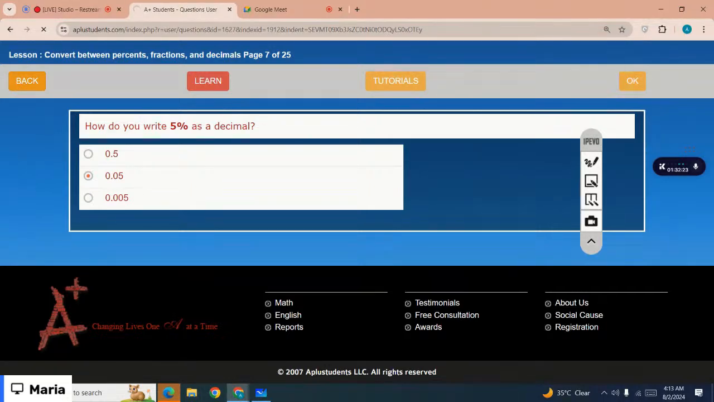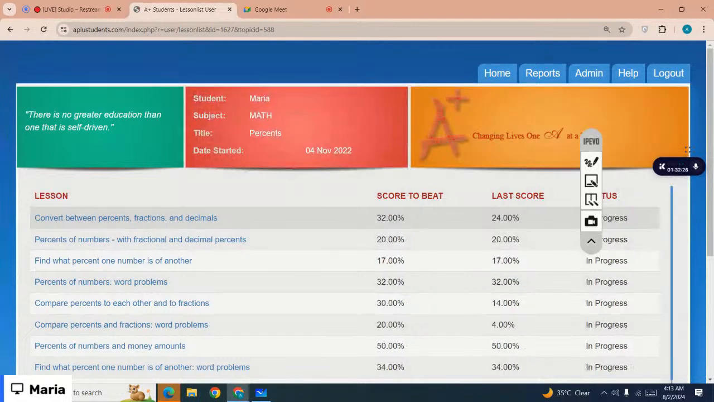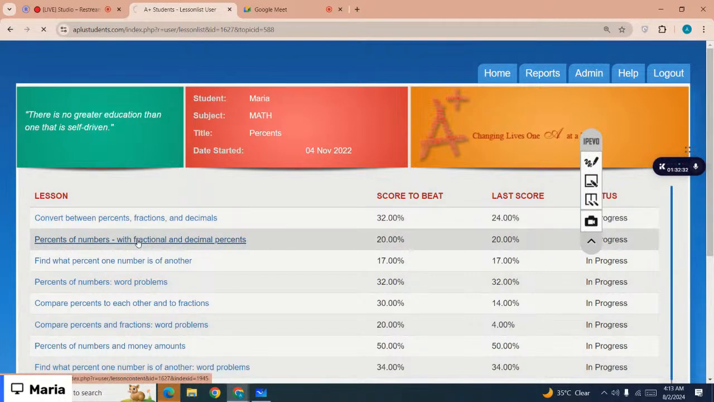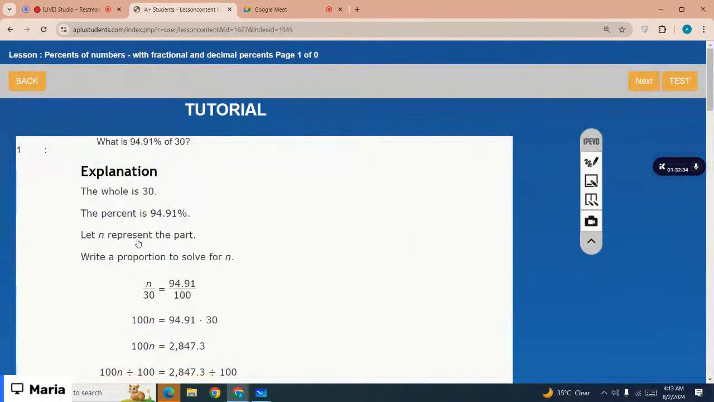And the next lesson is percents of a number with fractional and decimal percents. Let's just start with the next lesson. Okay, what is 94.91% of 30? You have to find the number that is 94.91 percent of 30, right?